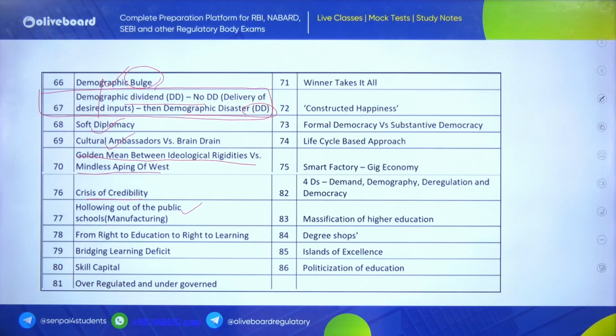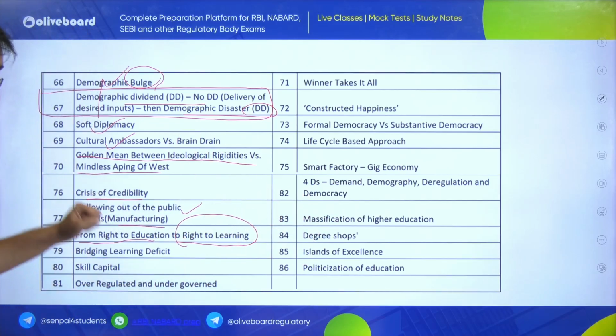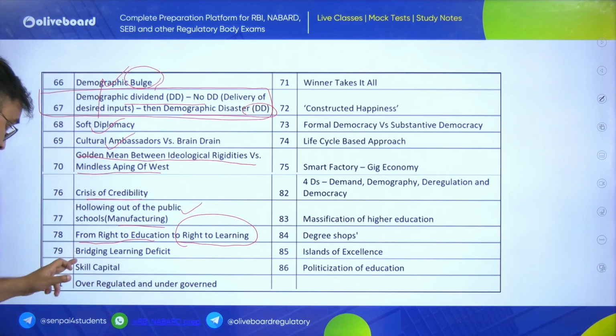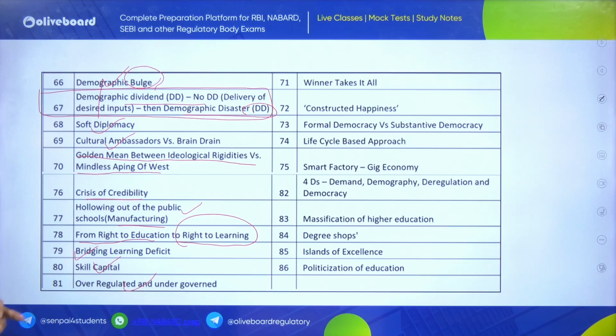Hollowing out of public schools. So here, this is associated with your various sectors such as education, health, manufacturing, etc. From right to education to right to learning. Right to education is nothing but you will get education in any way, but right to learning is to learn particular things. Bridging learning deficit, skill capital, over-regulated and under-governed.